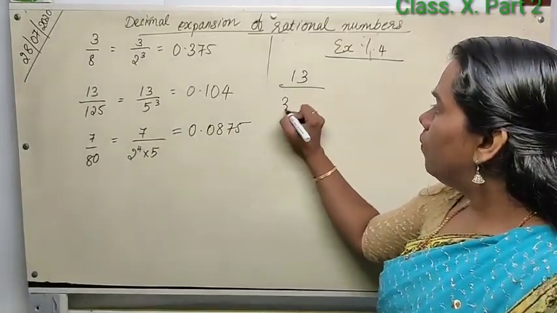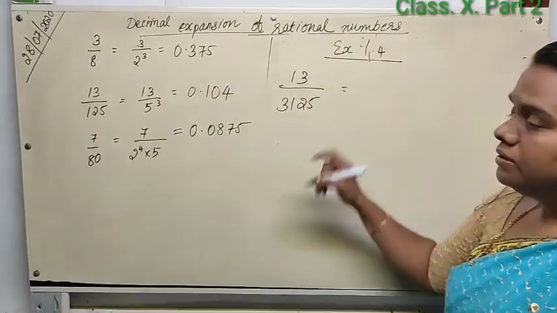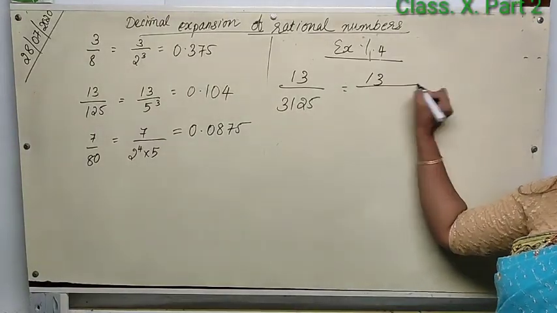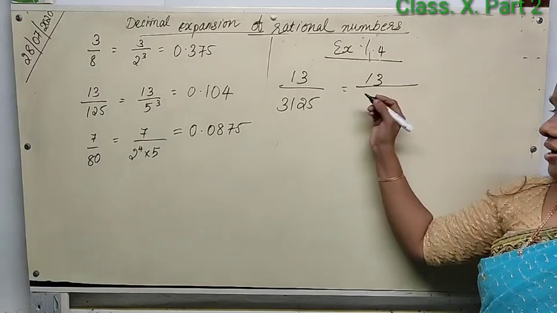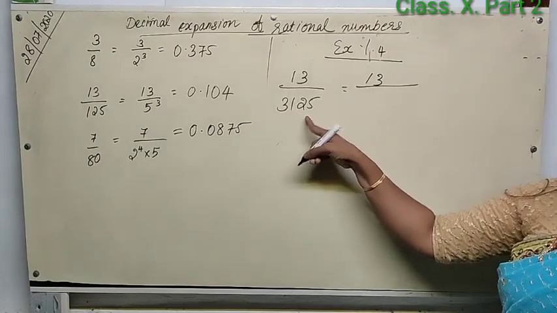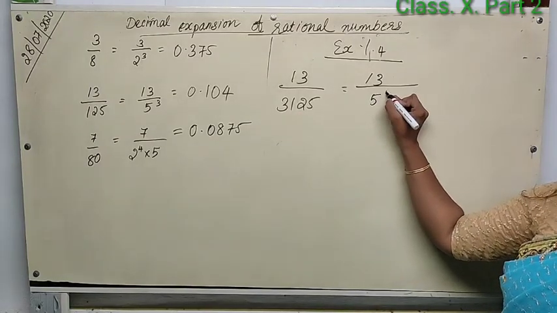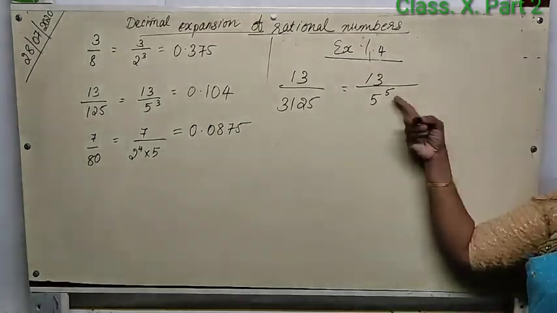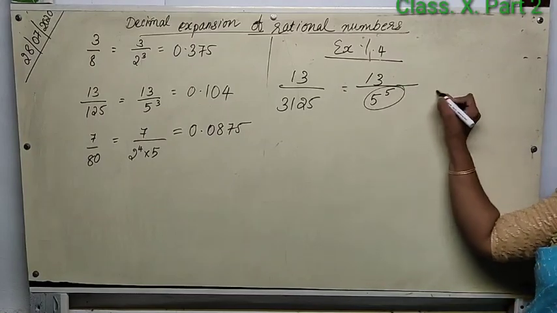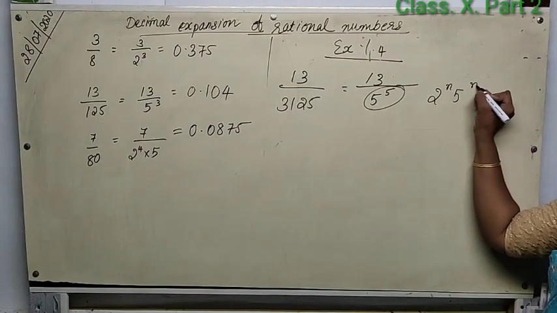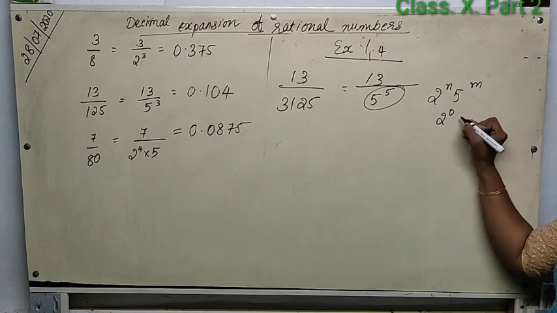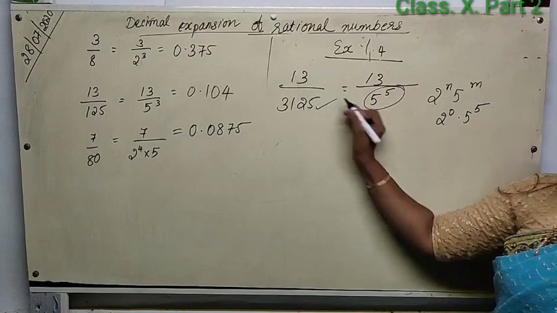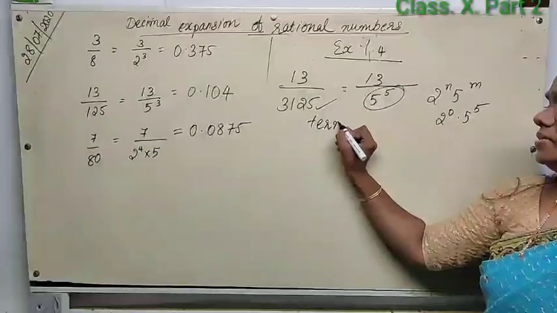13 by 1325. The numerator and denominator must be in the simplest form. 13 is a prime number. We cannot further factorize it. This number actually is 5 raised to 5. You have to do the prime factorization. This is in the form 2 raised to n, 5 raised to m, where that is 2 raised to 0 into 5 raised to 5. So its decimal expansion terminates.